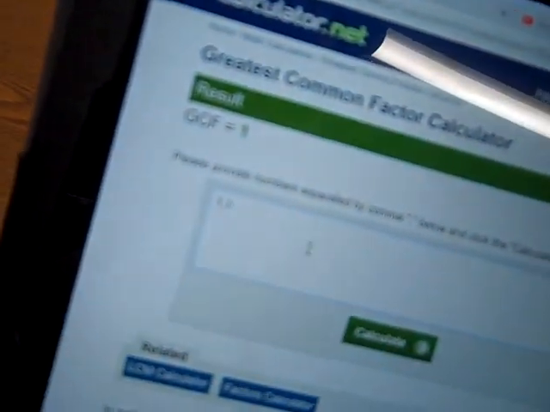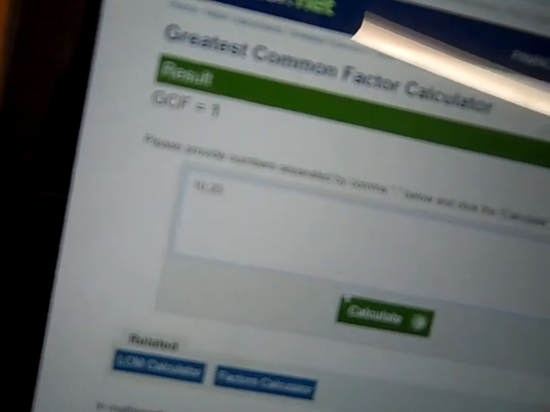Okay, then I go to my calculator and I want to hit 10, 25. Don't put a negative in, just put 10 and 25, and that's 5.